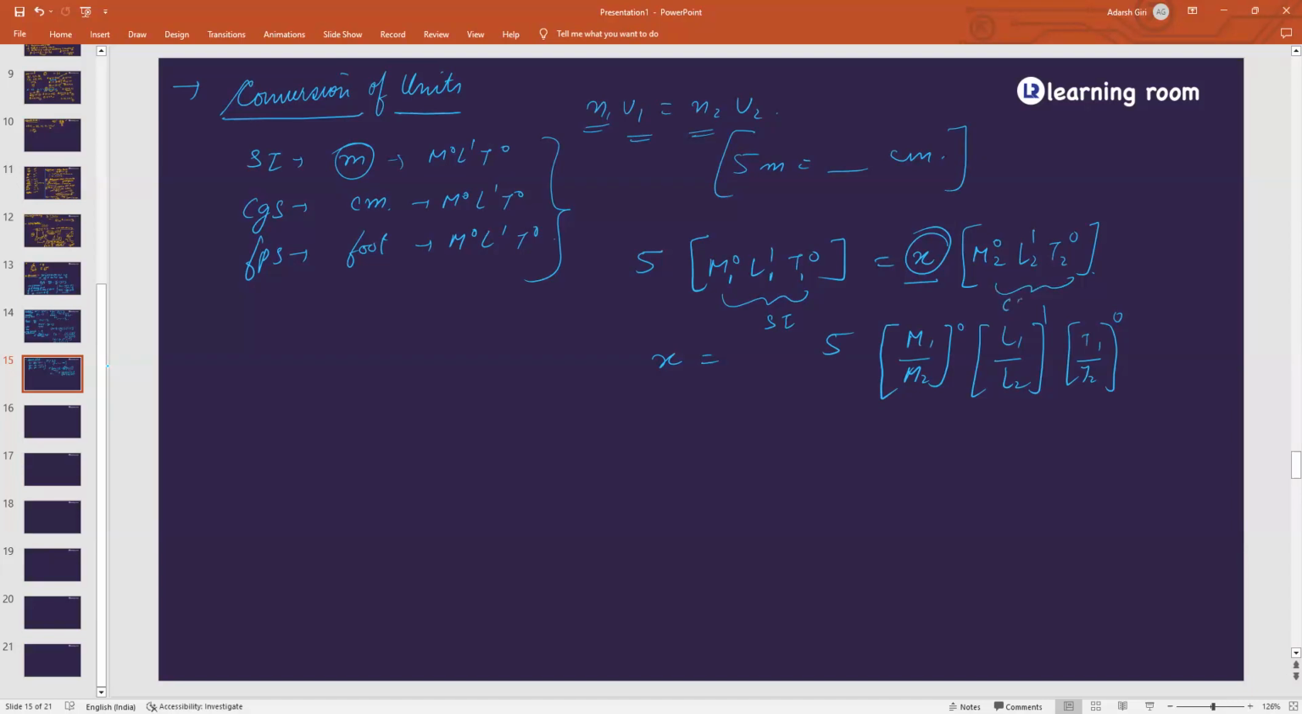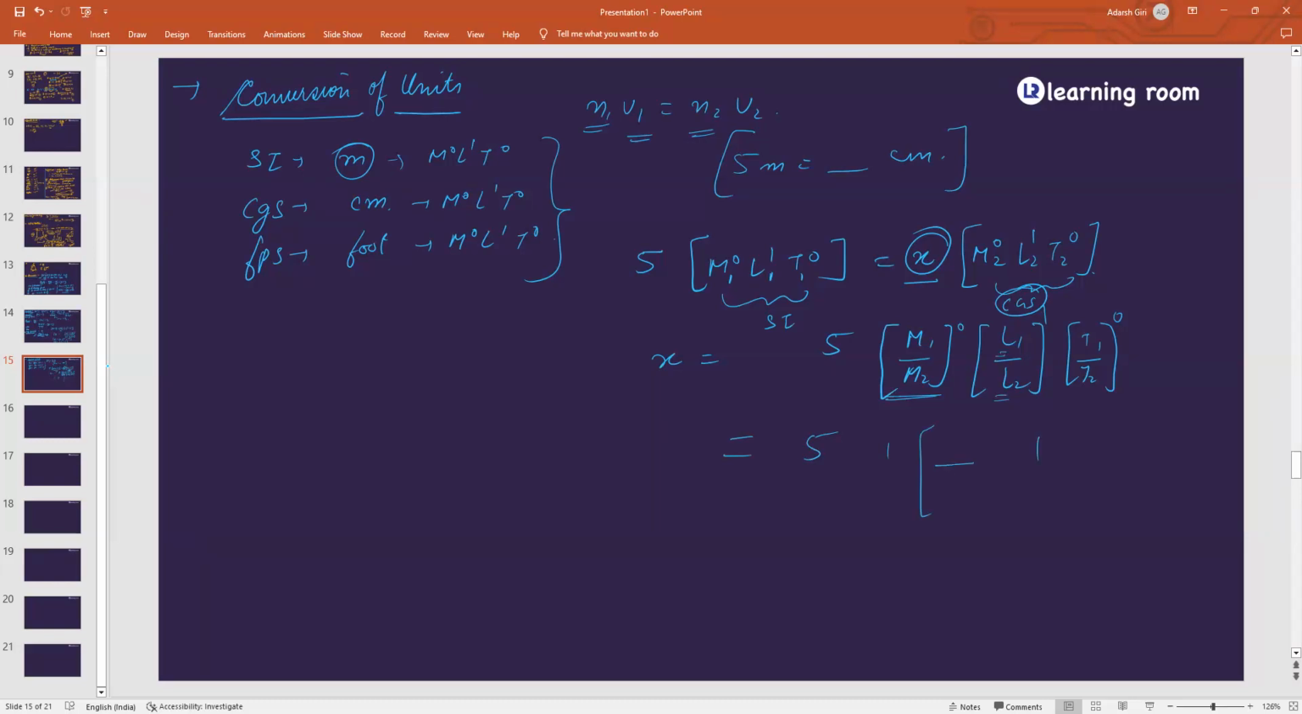And here we had CGS. What I have to do, I have to relate this. This is power 0, so all of this will become 1. What I am left with is L1 by L2. I have to find the relation between L1 and L2. L1 is in SI unit, so that is 1 meter. Right? L2 is in CGS unit, so that is 1 centimeter.